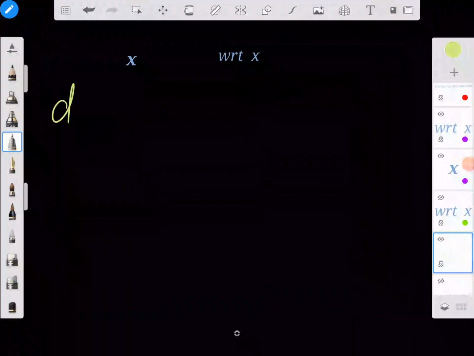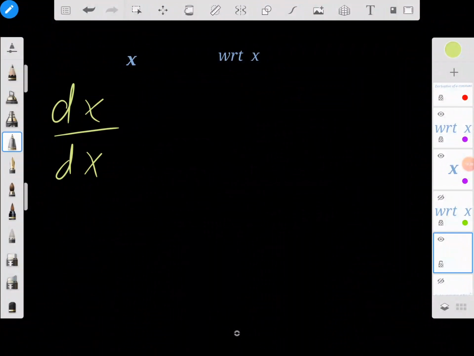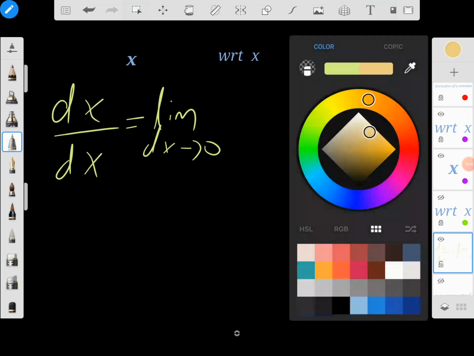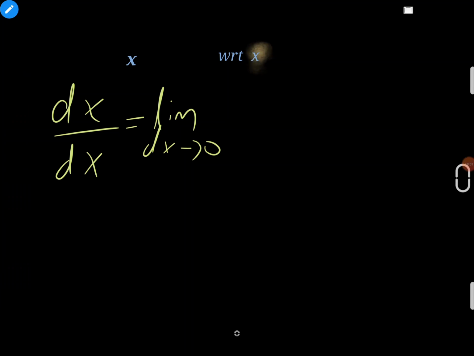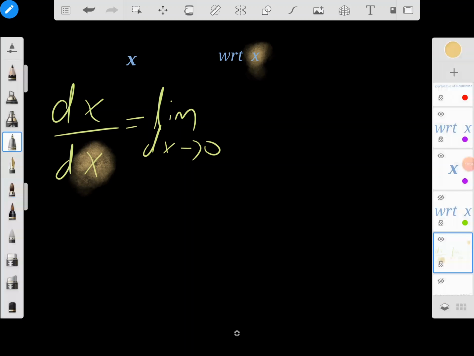So dx divided by dx is equal to the limit as dx goes to 0. By the way, let me make one thing very clear to you. When you see the differential with respect to x, that means the denominator of the differentiation, this variable, should be x. That is what the question says when it says with respect to x. Suppose the variable was with respect to t, then here you should have written t. So what comes with respect to is what goes here.